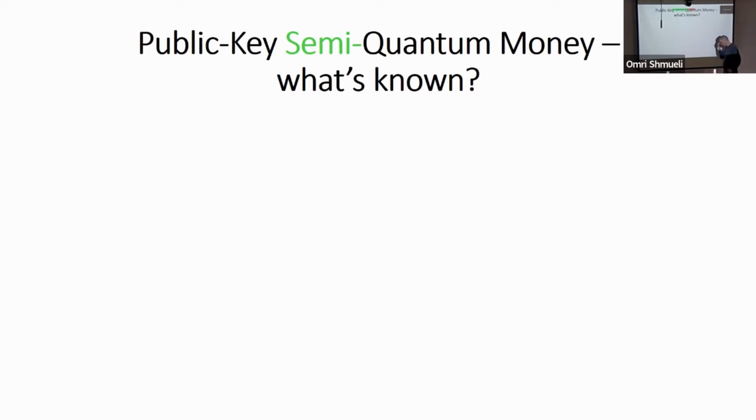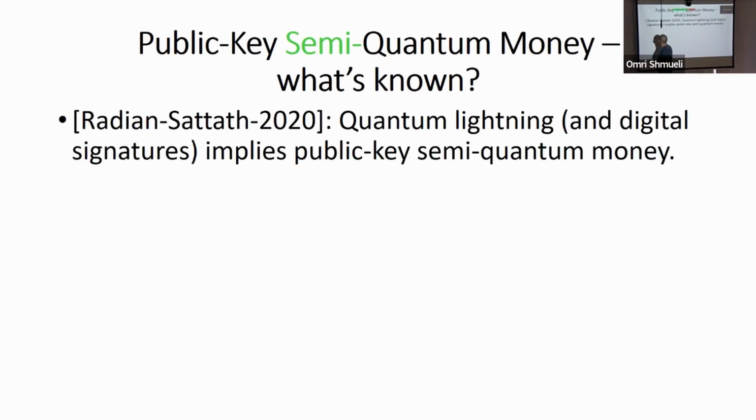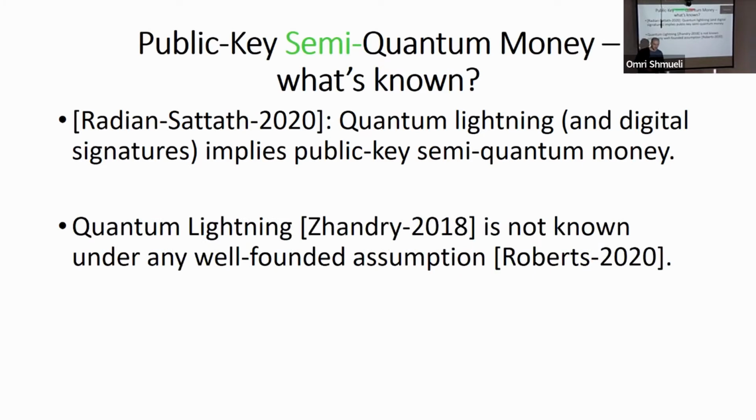Okay, so now we want to construct public key semi-quantum money. In the same work in which it was introduced, Radian and Satat showed that quantum lightning, a very advanced quantum cryptographic primitive, along with some much simpler digital signatures, implies a public key semi-quantum money. Unfortunately, quantum lightning is not known under any well-founded cryptographic assumption, and the only construction turned out to be more vulnerable than we thought, as was discovered later.